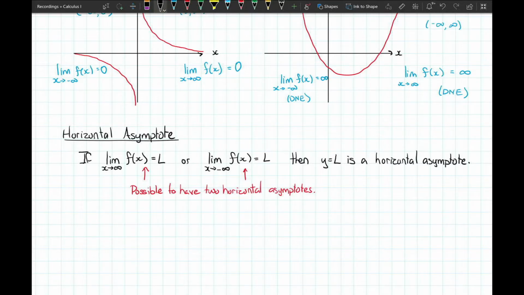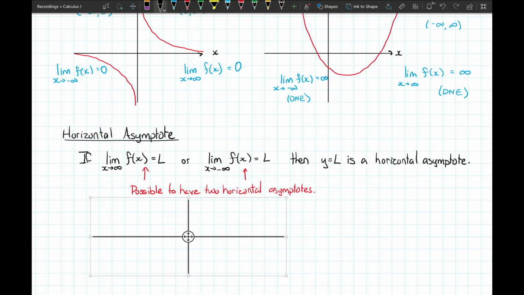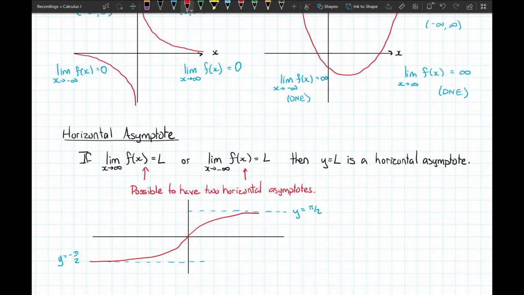You may have to think about what kind of function has two horizontal asymptotes. Luckily, we've actually seen one already. It's the inverse tangent function. The inverse tangent function has an asymptote at y equals negative pi over 2. As we're traveling further and further to the left, our function will approach that value and get as close to it as we wish. And as we travel to the right, it has another horizontal asymptote at y equals positive pi over 2. And the function can be made as close to positive pi over 2 as we like by choosing a sufficiently large positive value of x.